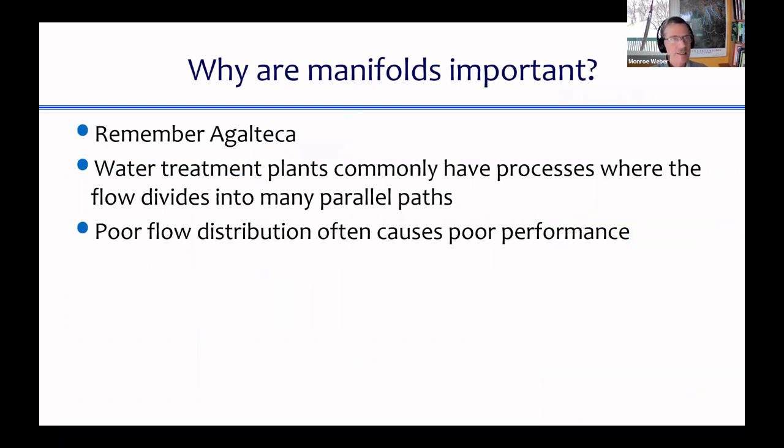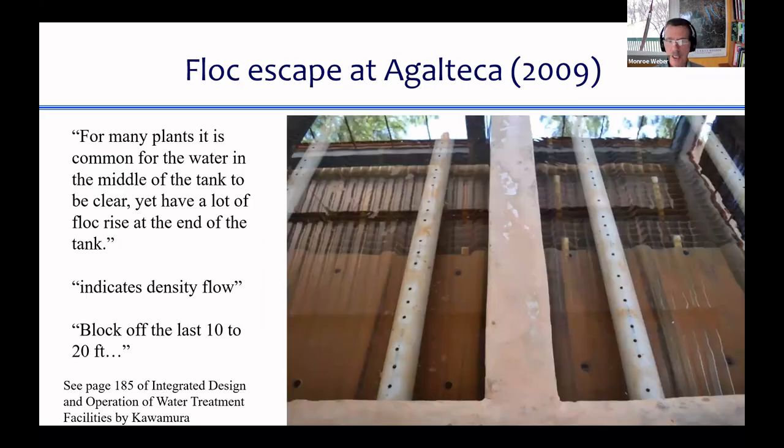So some more context. Remember Agalteca? I'll show you some pictures to remind you of that problem. And just this insight that water treatment plants commonly have processes where flow divides into many, many parallel paths, and I'll show you where that's happening in an Agua Clara plant. And it is very easy to have poor performance because the flow isn't dividing the way you might have hoped it would. So this is a reminder of Agalteca.